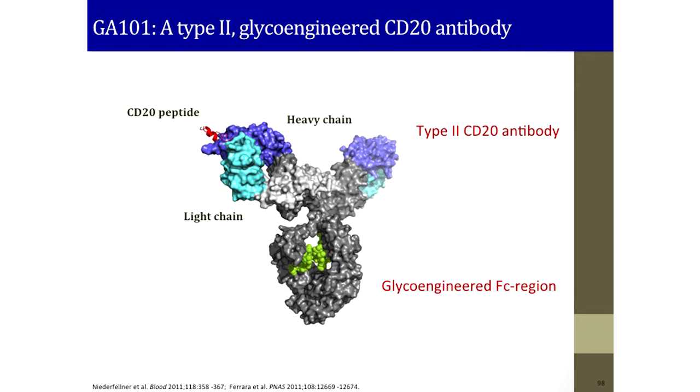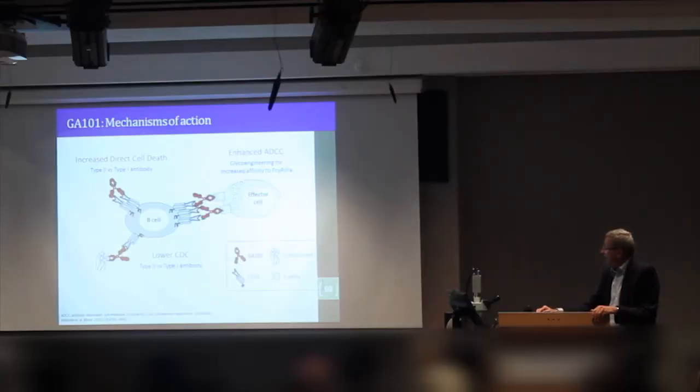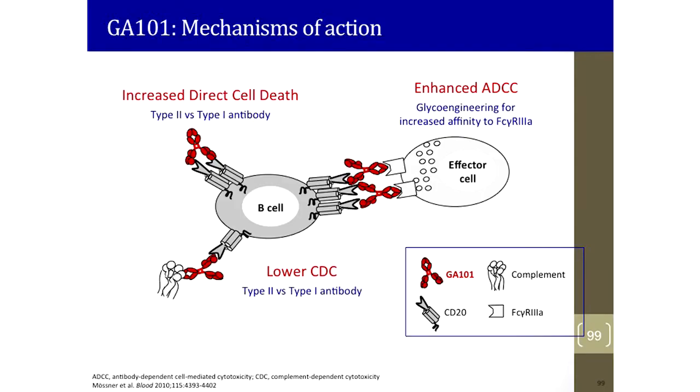This antibody recognizes an overlapping epitope of CD20. So it's recognizing almost the same part of the protein as rituximab, the same part of the CD20 molecule as Rituxan. But it's a type 2 antibody. So the bottom part of this antibody, the Fc part, has been engineered to result in increased ability to induce antibody-dependent cellular cytotoxicity with those natural killer cells and neutrophils that I told you about, and also to directly produce a signal that kills the lymphoma cell. And this just shows the mechanism of activities, enhanced ADCC, increased cell death, because of the engineering that went on in the Fc part of that monoclonal antibody.